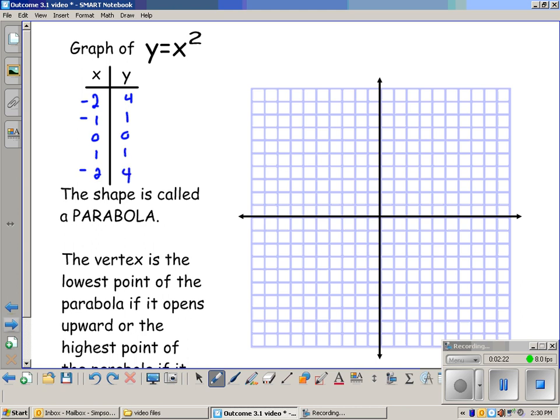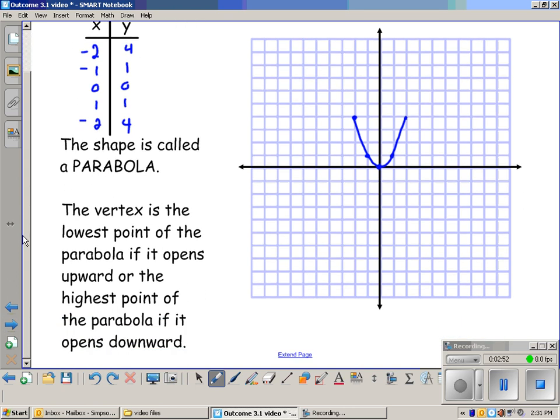To graph this function, I can plot each of those points. The first one is -2, positive 4. The second point is -1, positive 1. The third one is the point 0, 0. Then we have 1 and 1, and 2 and positive 4. If we connect those dots, we end up with a shape called a parabola.